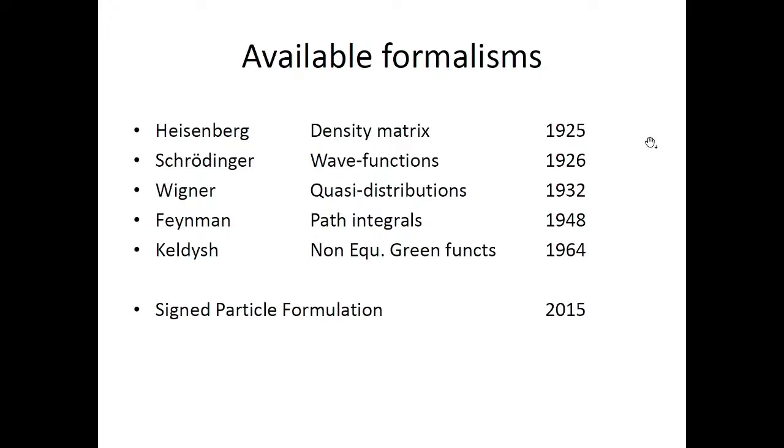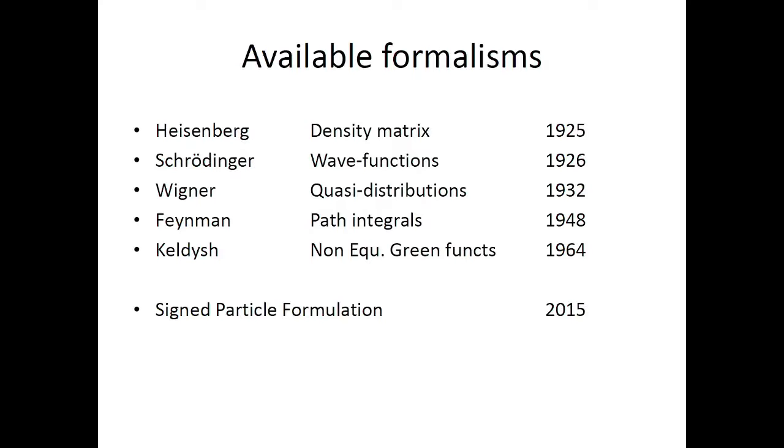Some of them are reported in these slides. For example, the very first one was the Heisenberg formulation, which actually came 1 year before the Schrödinger formulation, and which is based on the concept of density matrix. We then have the very famous Schrödinger formalism, which is based on the concept of wave functions, which was published in 1926, i.e. 1 year after Heisenberg.